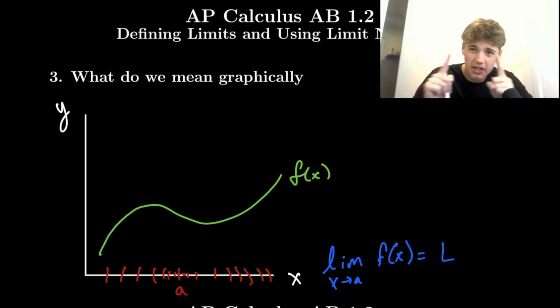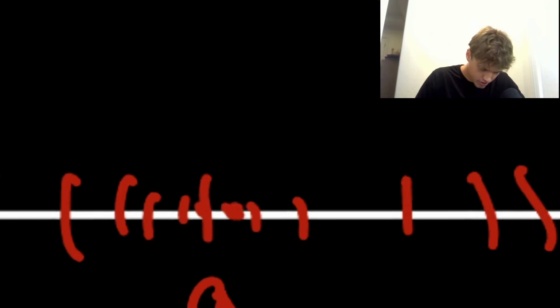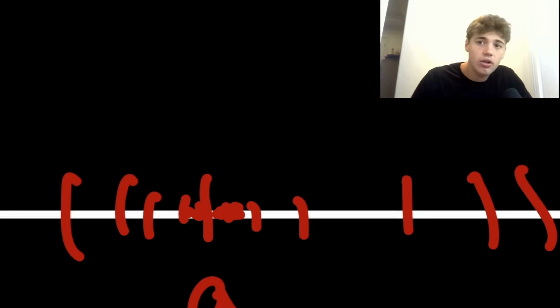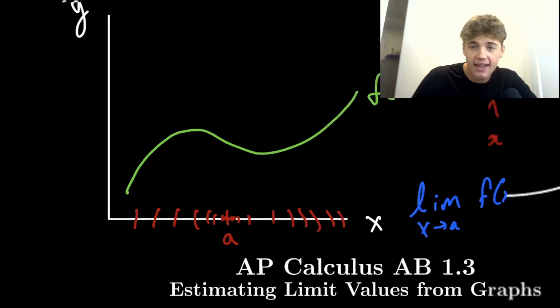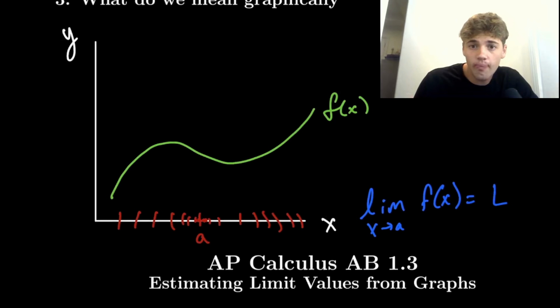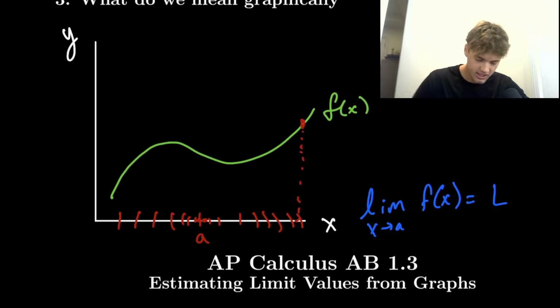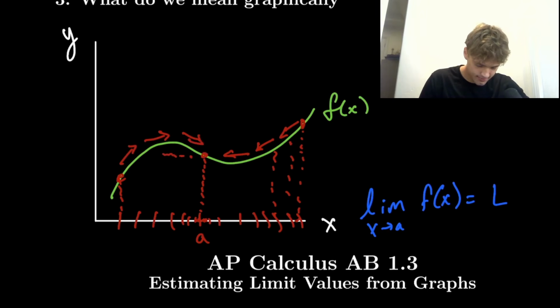And they continue to get closer and closer to A. And the idea here is we want to know what the heck is happening on our function when we plug in points that get closer and closer to A. Well, it starts here on this side, and it starts over here on the other side. And as we keep going closer and closer to our point A, we start to see that our function hones in on this point right here.